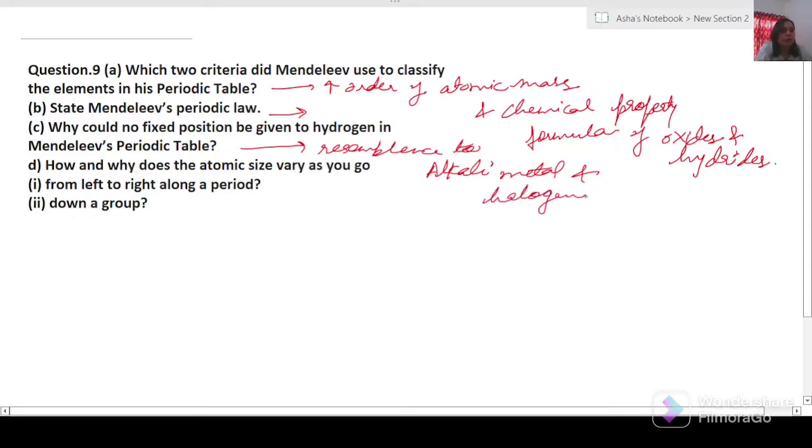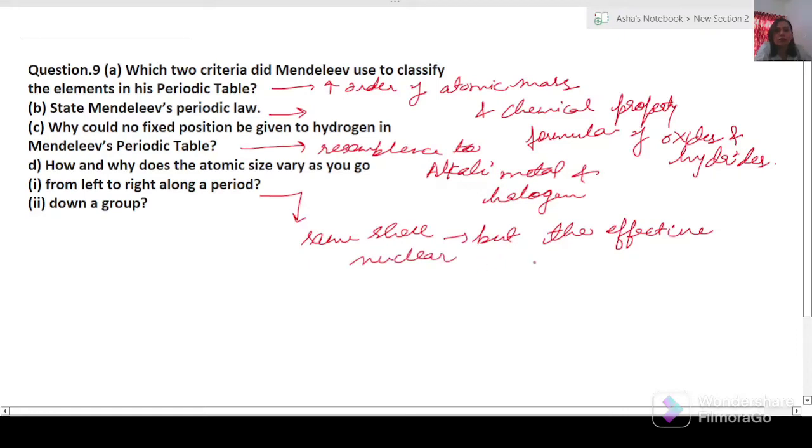Then, how and why does the atomic size vary as you go from left to right in the period? This one I have told you many times. In the period, the same shell is there, but the effective nuclear charge keeps on getting increased. Down the group, it is always from left to right.